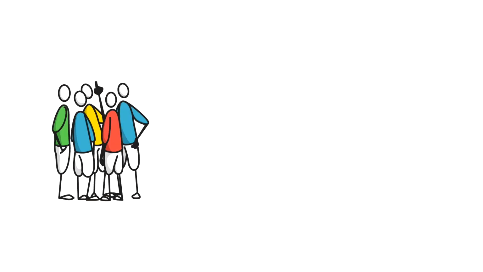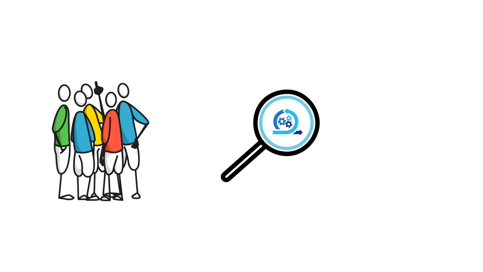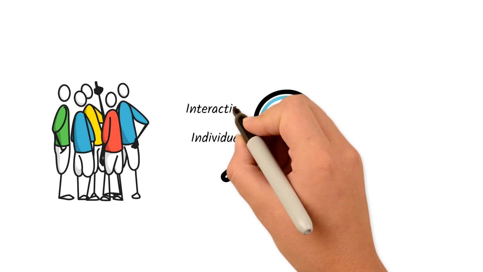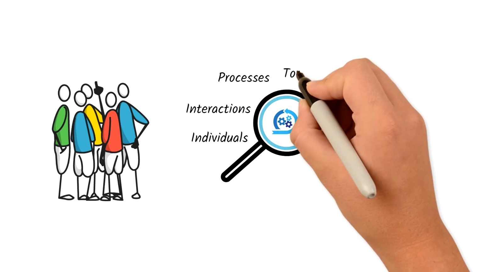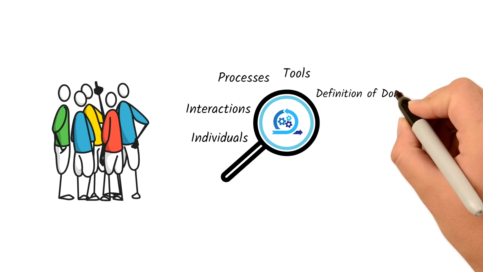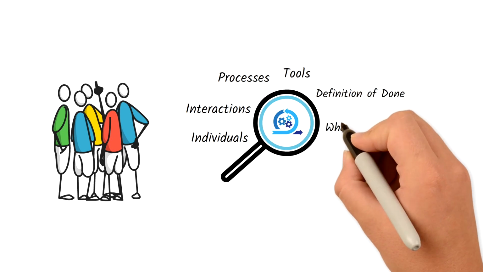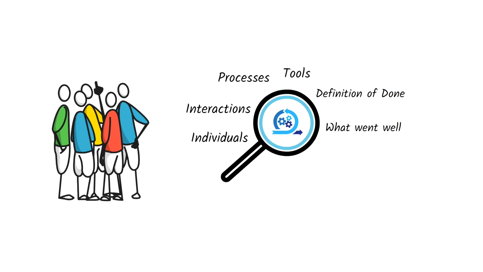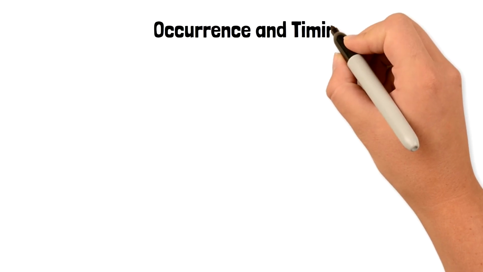The Scrum team inspects how the last sprint went with regards to individuals, interactions, processes, tools, and their definition of done. The Scrum team discusses what went well during the sprint, what problems it encountered, and how those problems were solved or not solved. Let's look at the occurrence and timing of the sprint retrospective.